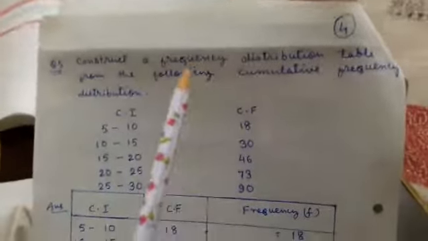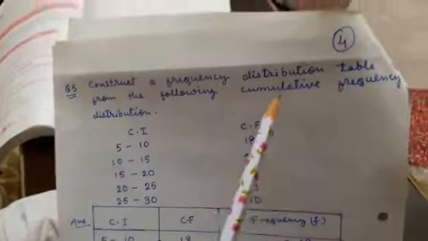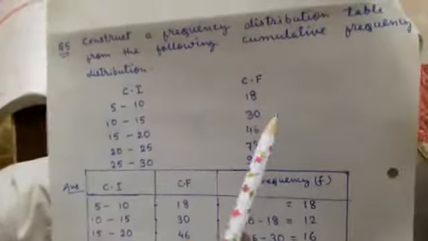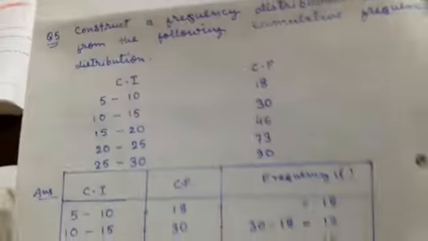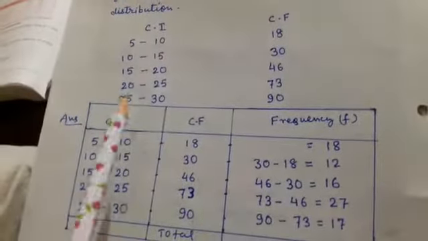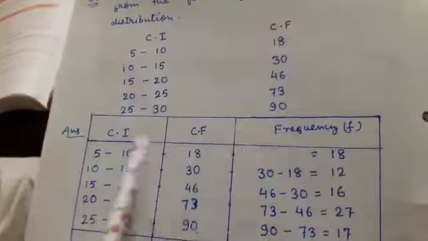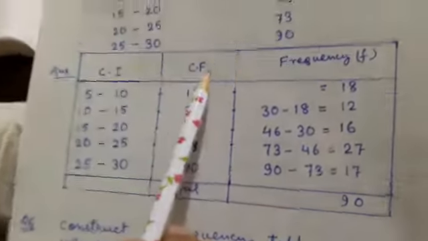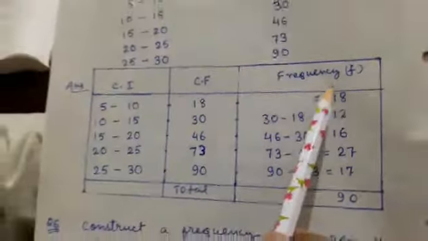In the next question, students, construct a frequency distribution table from the following cumulative frequency distribution. In this question, cumulative frequency will be given to you, and from that we have to find out the frequency. Let us see. Again we have to make 3 columns: first class interval, second cumulative frequency, and third frequency.